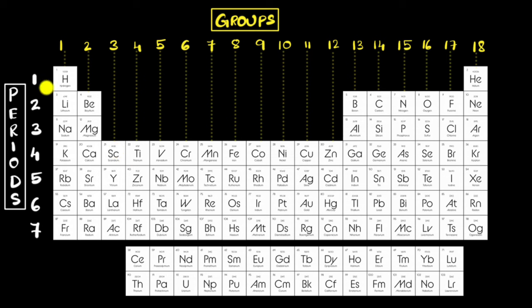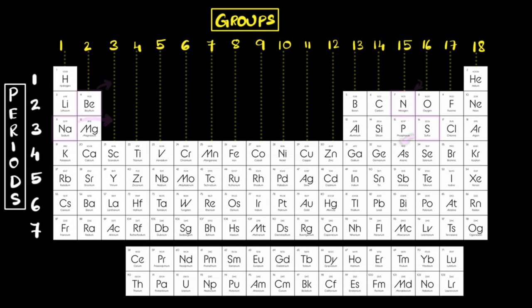So here's the thing, the period represents the highest energy shell or the valence shell of the elements. For example, hydrogen and helium are in period 1. That means the first shell is their valence shell. That's the highest energy shell. If you look at sodium, for example, it's in period 3. That means the highest energy shell is the third shell, and so on and so forth.